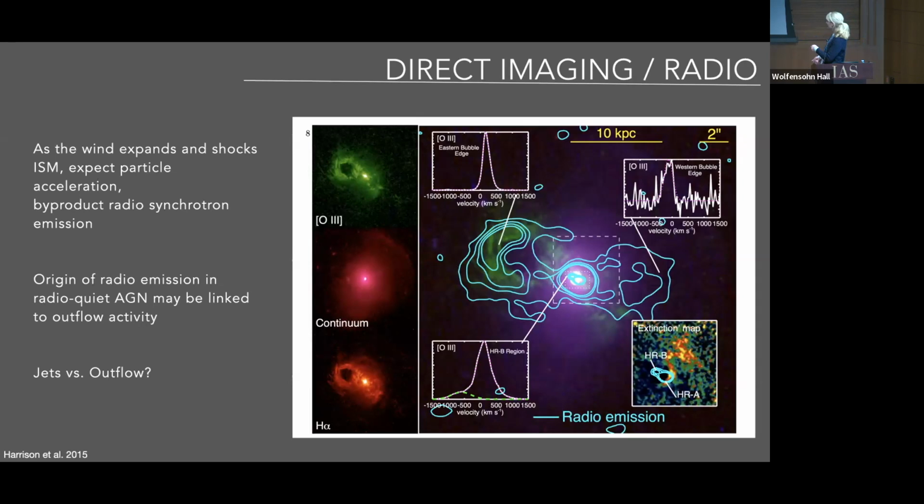So you may expect that the origin of this radio emission is linked to the outflow activity, but because outflows in many cases are bipolar, the morphology of the radio emission is also bipolar. So it may also be small scale radio jets that are actually powering some of the outflows that we see in these sources. And that is one of the big questions currently debated in the AGN feedback community: whether it is small scale jets or outflows that are producing radio emission in radio quiet AGN.